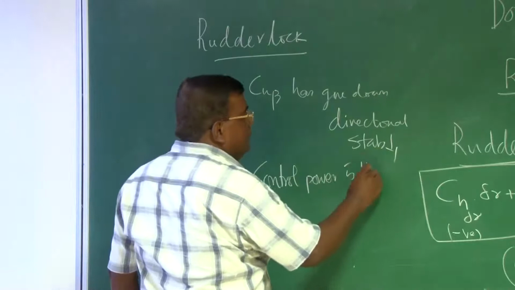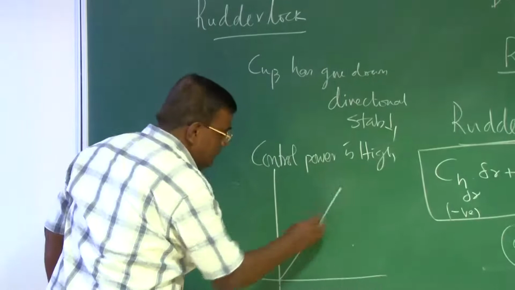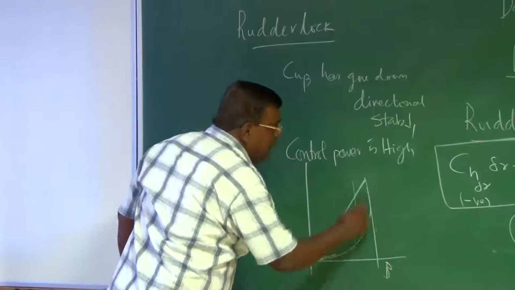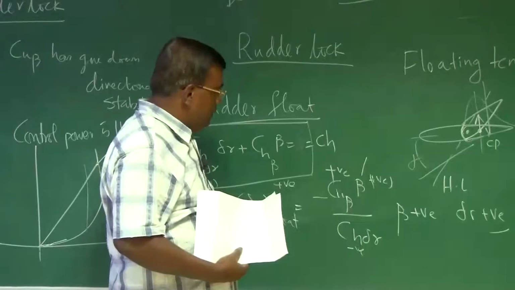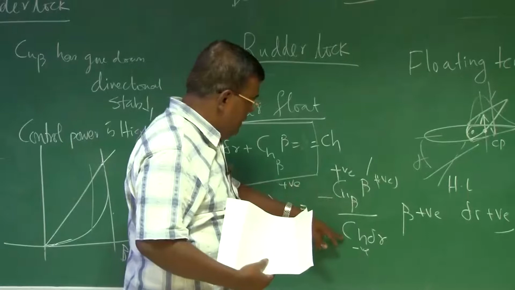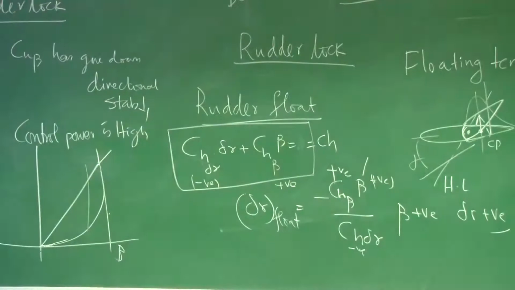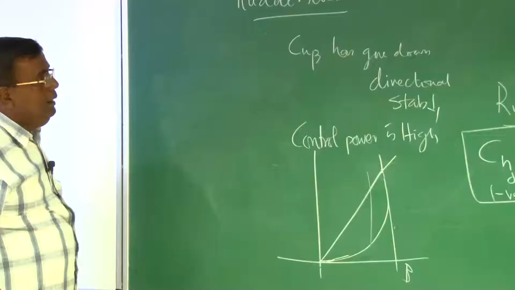That is where, when you say like that, this is one and this is this. At high beta, this problem of rudder lock will come. If you see delta float, right, this is CN beta by CH delta, CH beta, this is not CH beta, okay, by CH delta R. When I say CN beta has gone down, means what? Let us see this statement carefully.